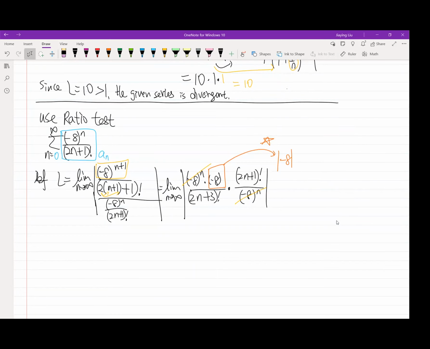So now let's look at what we have, and then we will try to simplify the factorials. So now we have the limit as n goes to infinity of the absolute value of (2n plus 1) factorial divided by (2n plus 3) factorial. And then the negative 8, you can leave it in there or bring it outside. In this case, I'm going to put it outside as the absolute value of negative 8, which is positive 8. Whatever we bring outside of the absolute value, we have to make sure it's positive.